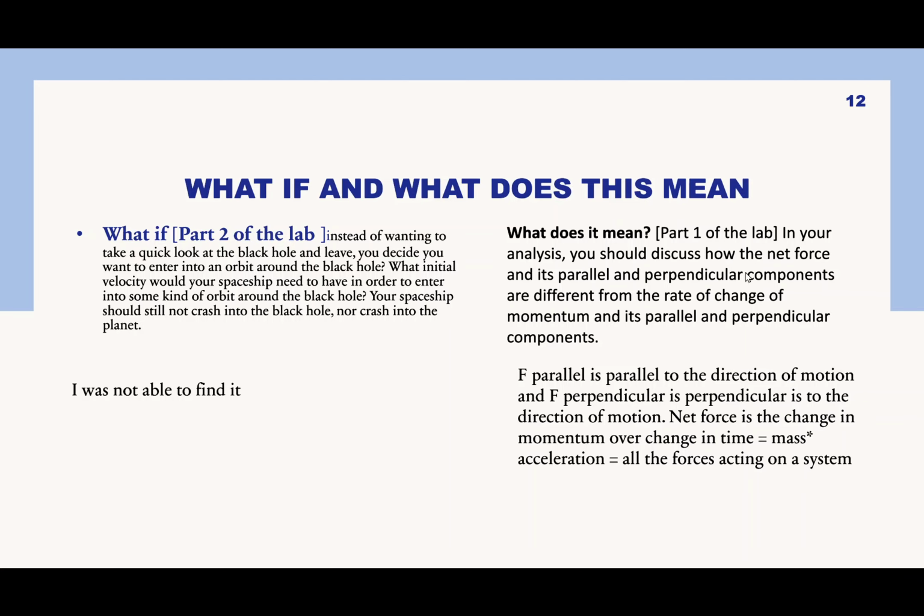In your analysis, you should discuss how net force and its parallel and perpendicular components are different from the rate of change of momentum and its parallel and perpendicular components. Now we have that F parallel is parallel to the direction of motion, and F perpendicular is perpendicular to the direction of motion. That is their difference. Now they're different from our net force because net force is the change of momentum over change in time, which can be drawn out as mass times acceleration, which is all the forces acting on the system, versus perpendicular and parallel forces, which are parallel and perpendicular respective to our net force.